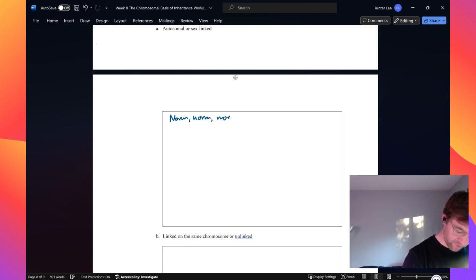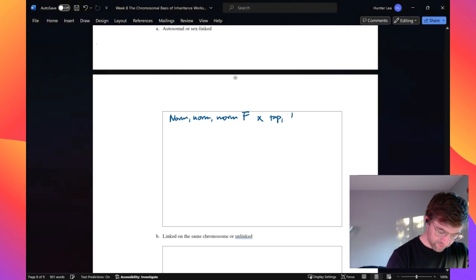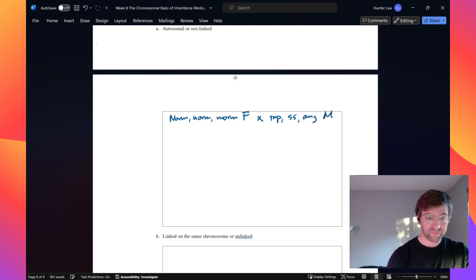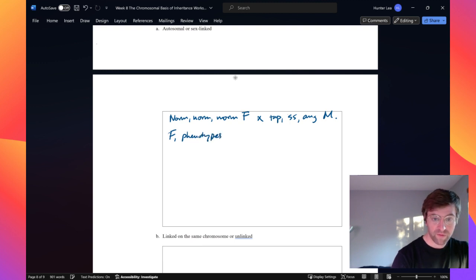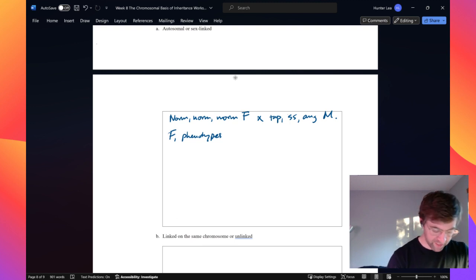Mate normal, normal, normal females with tapping, single stripe, angular males. The phenotypes of the F1 generation, so that first cross, will indicate which alleles are dominant.